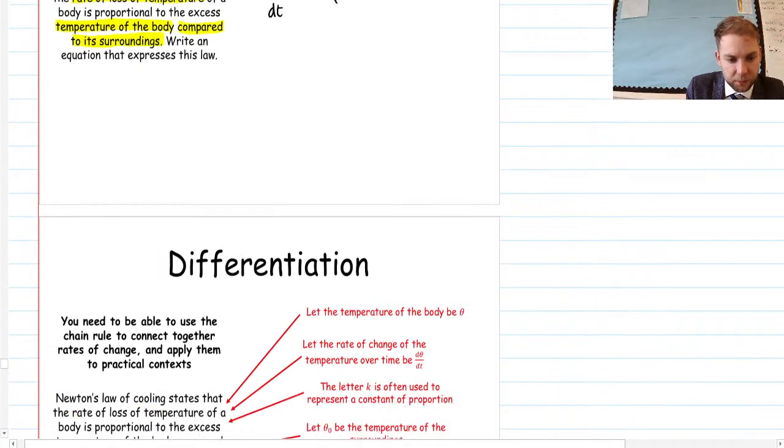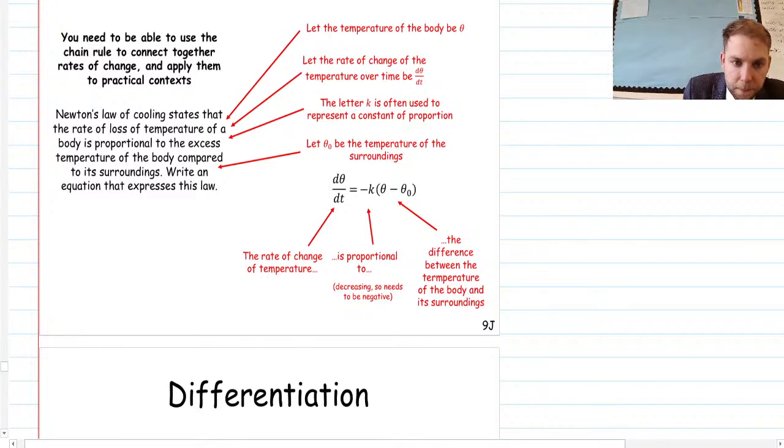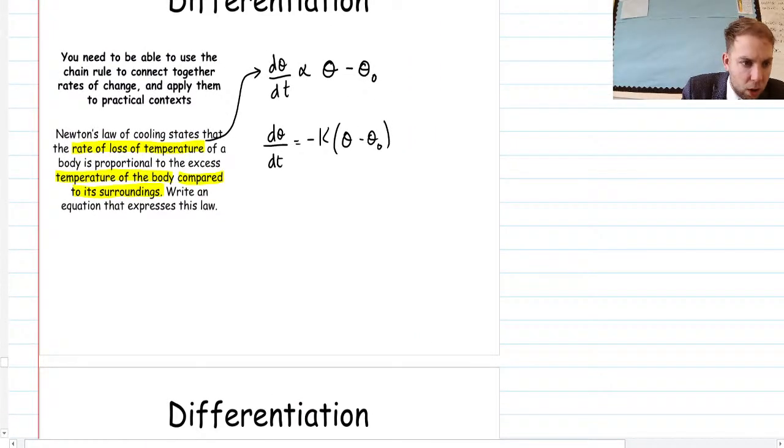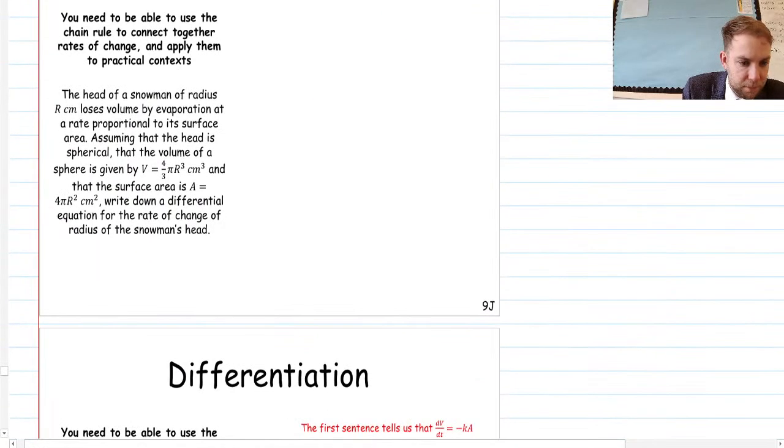Just going to check that now. So yes, because it's a decrease, we're going to say minus k, and this is the temperature of whatever we've got, and this is the temperature of the surroundings. There's a reason we're going to do a few of these.